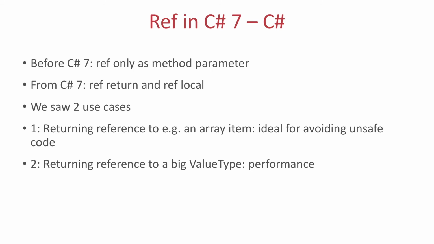The idea behind this is to avoid unsafe code, and the second use case was that we returned a relatively big value type. In C# 7 for scenarios where we have big value types, we can return a reference to this value type, and with that we can avoid copying the big value type. The idea behind this is to improve the performance.